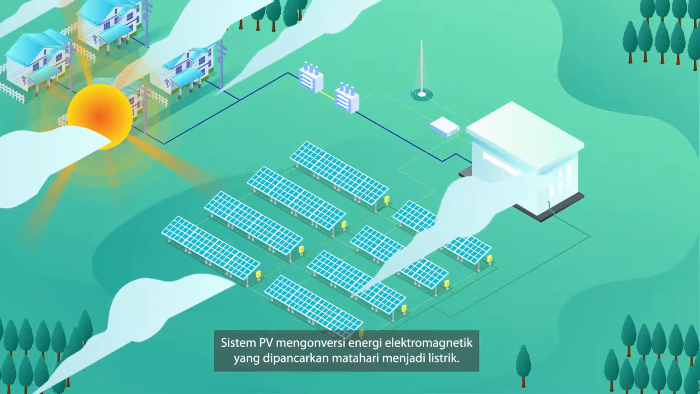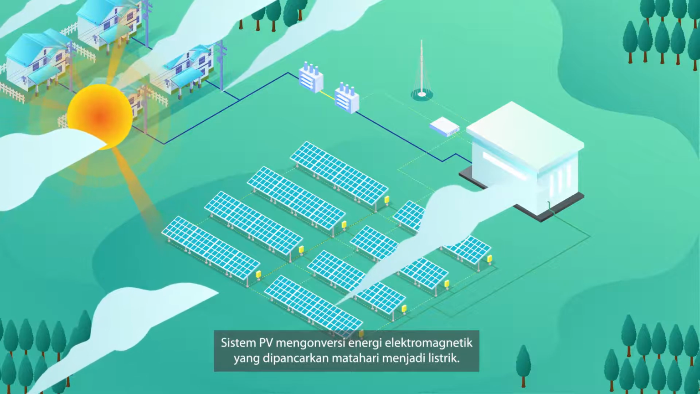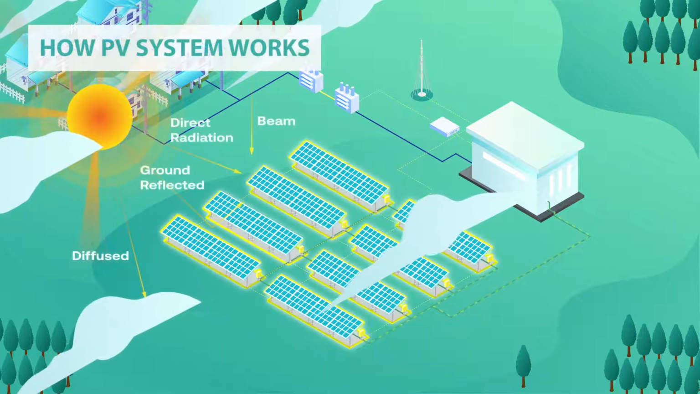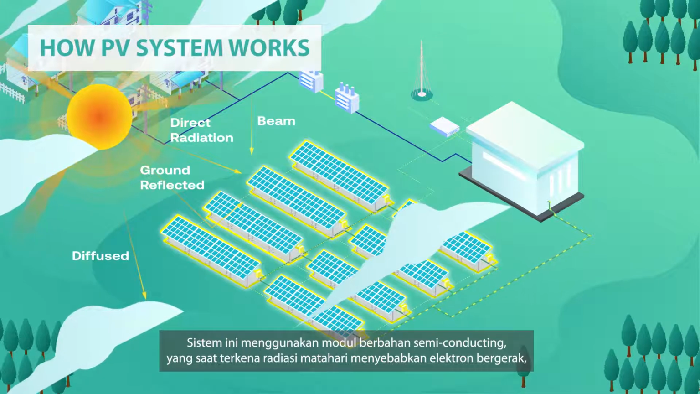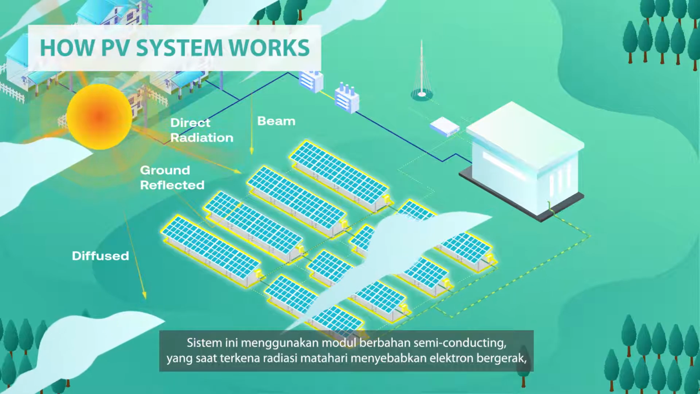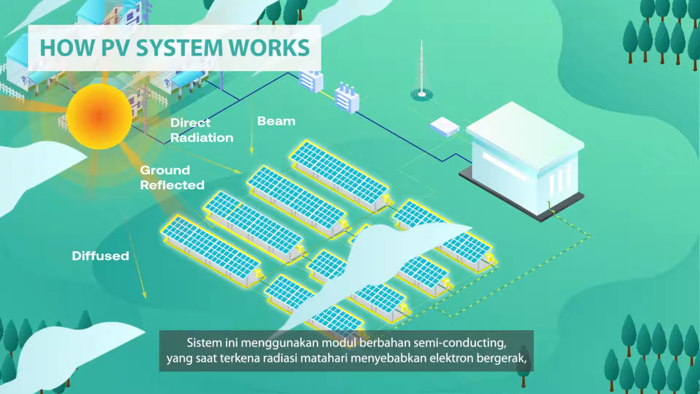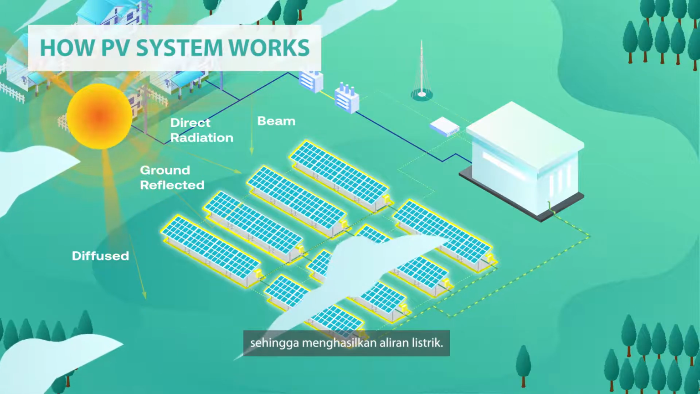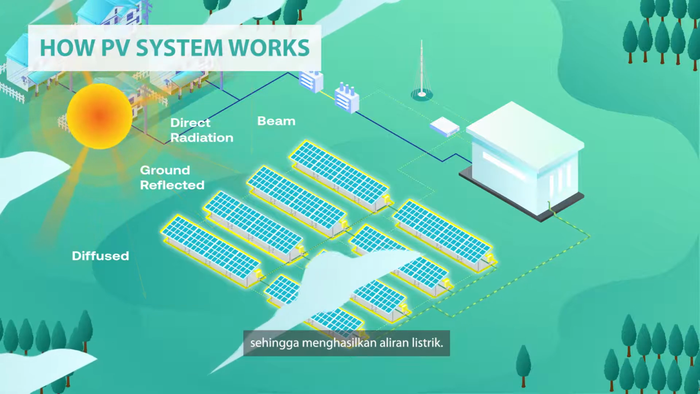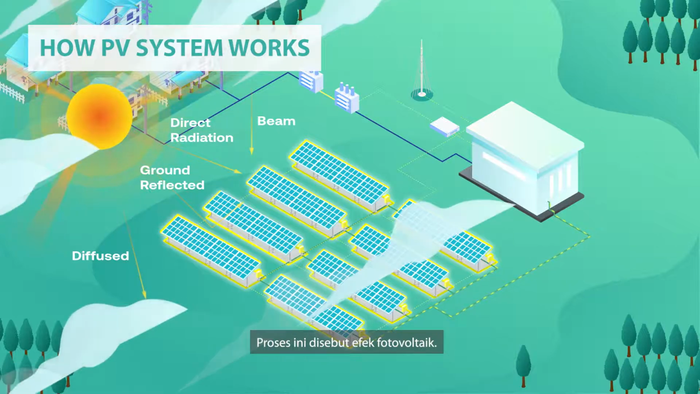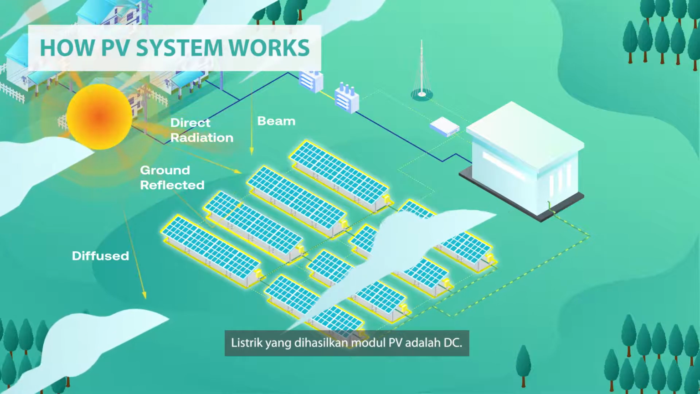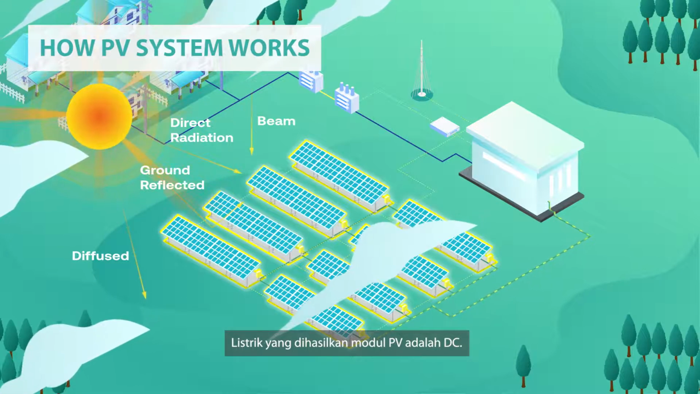A PV system converts electromagnetic energy emitted by the sun into electricity. It uses modules consisting of semiconducting materials that, when exposed to solar radiation, cause electrons to move, hence creating electric current. This is known as the photovoltaic effect. Electricity generated by the PV modules is called DC.